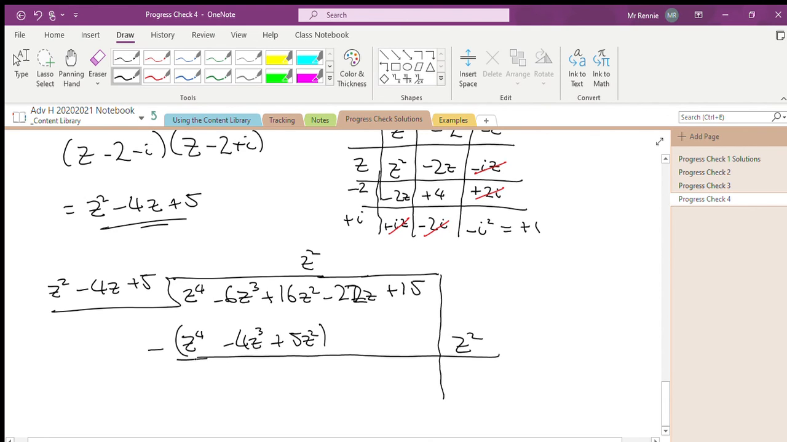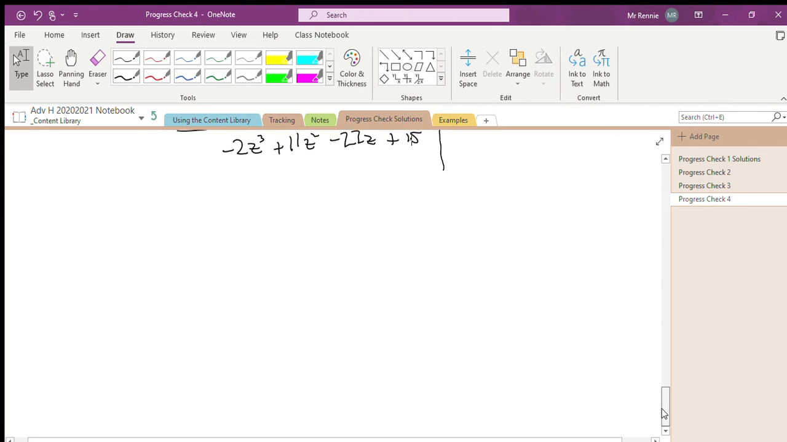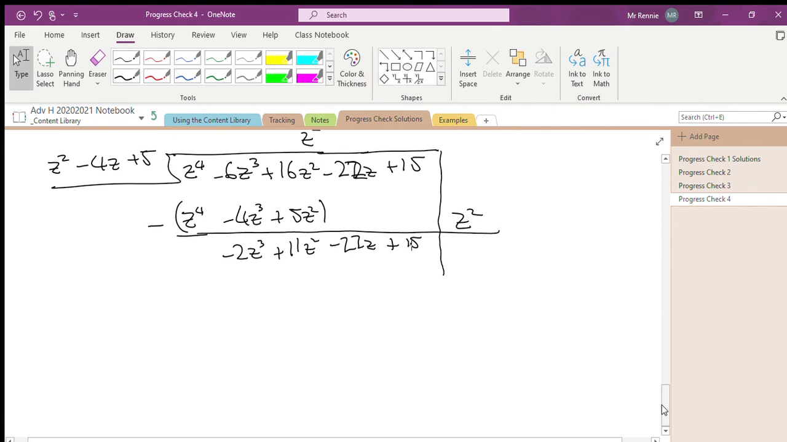So the z to the power 4's cancel. I'm left with negative 2z cubed. 16 minus 5 is plus 11z squared. The z parts didn't change at the minute, so they're still negative 22z plus 15. So I've managed to reduce my power from a z to the power 4 to a z cubed. My aim is now to continue doing that.